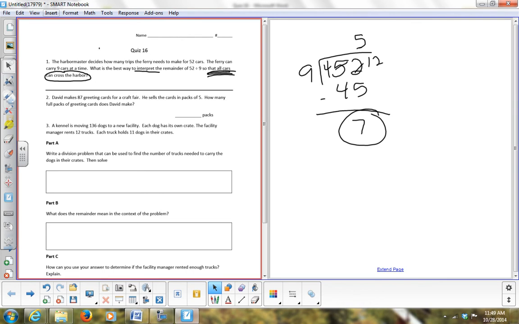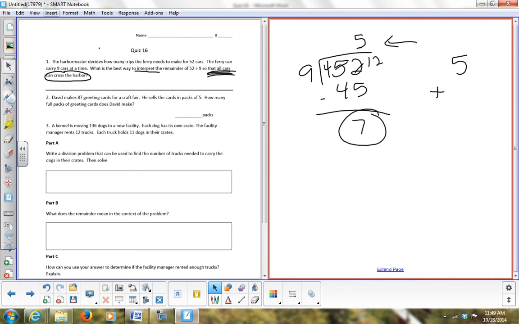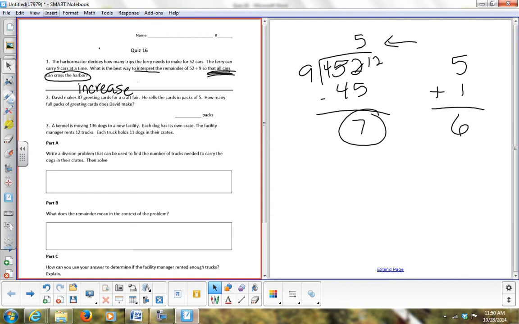Add 1 to the 5, right? Because these are the trips. So I'm going to take my number, and then I'm going to add 1. And so how many trips does the ferry need to make? 6. Okay, so your answer then would be, I'm going to increase the answer by 1. That's how you're going to interpret the remainder. Yes, I said it wrong. I had it right, but said it wrong. That's fine, as long as you know. So that's how you're going to interpret the remainder.